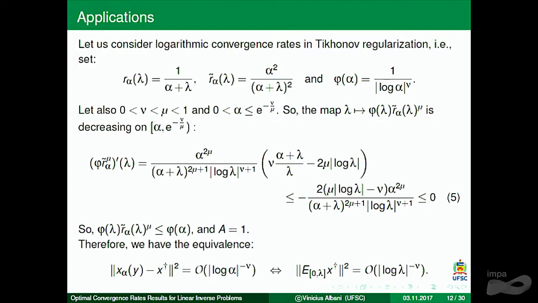We also applied this to the case of logarithmic source conditions. So we consider this logarithmic function, and again, Tikhonov regularization. And it's not so difficult to prove that phi and this R tilde alpha satisfy the hypothesis with the constant a equals to 1, and then we have this equivalence in the case of logarithmic decay. It was a problem that was open during almost 20 years, but we used just this integration by parts and solved it.